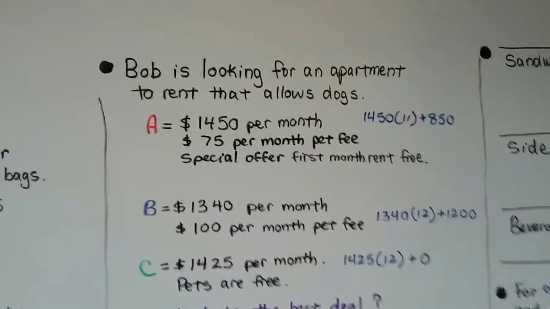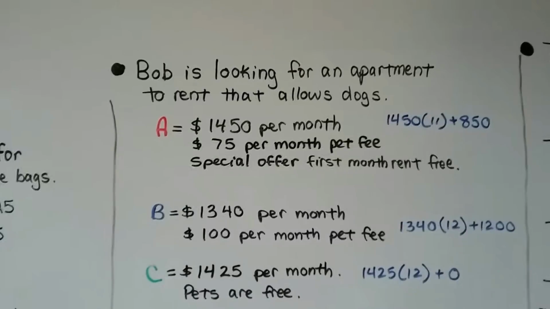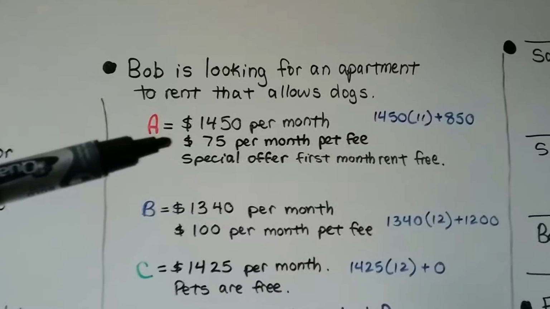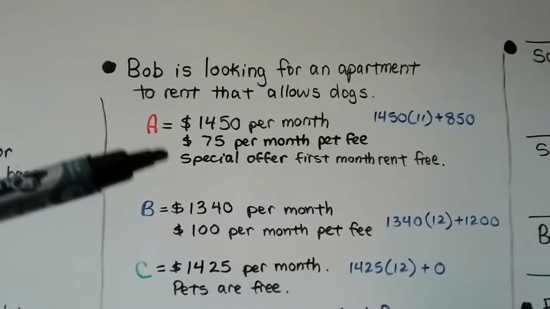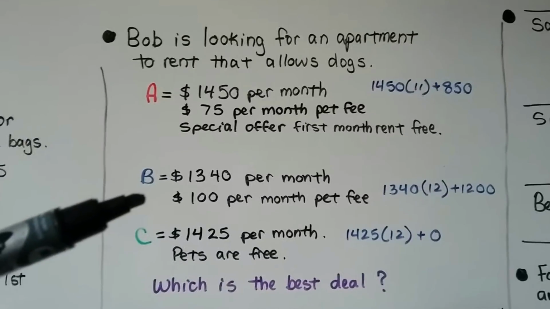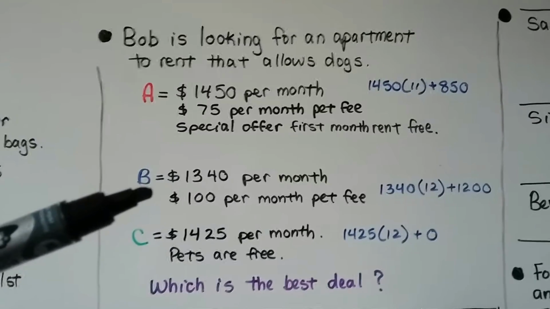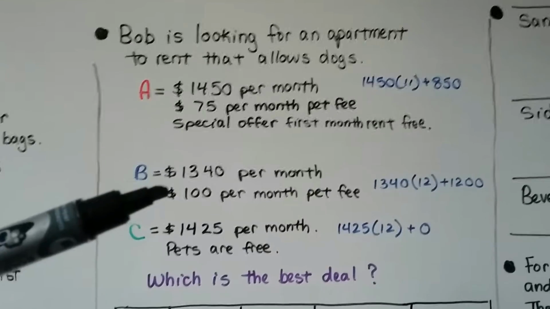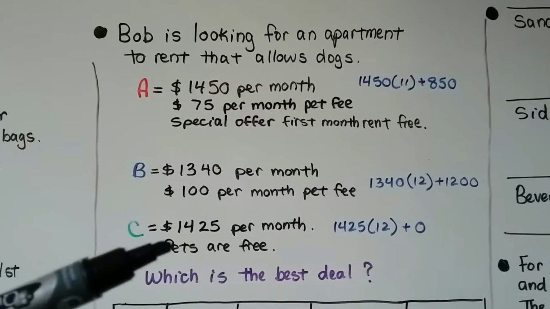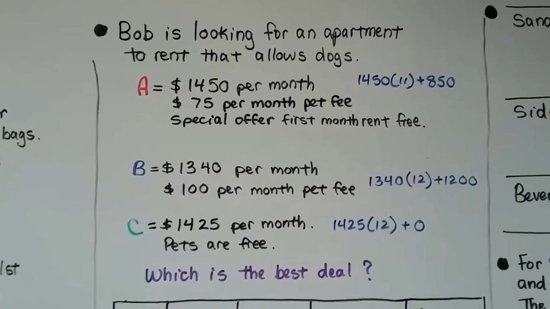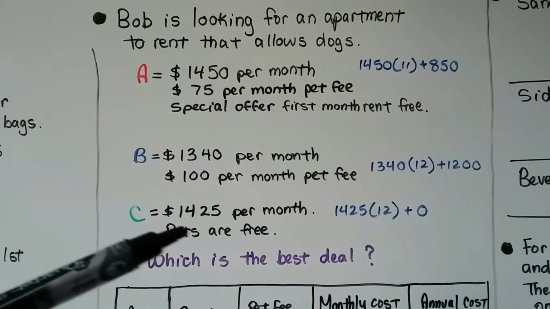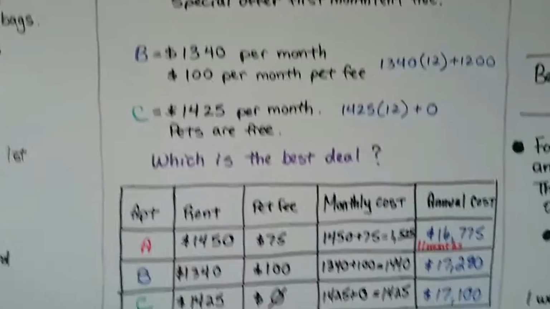Bob is looking for an apartment to rent that allows dogs. So apartment A charges $1,450 per month with a $75 per month pet fee. But they've got a special offer that the first month's rent is free. Apartment B is $1,340 per month with a $100 per month pet fee. Apartment C is $1,425 per month and pets are free. Which is the better deal? So remember, this one's got 1 month free rent, but this one charges nothing for pets. So let's make a table.